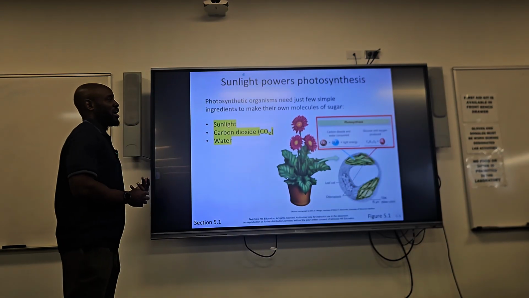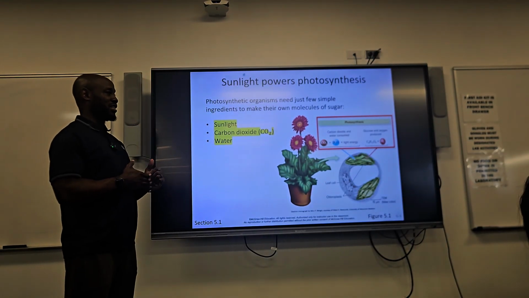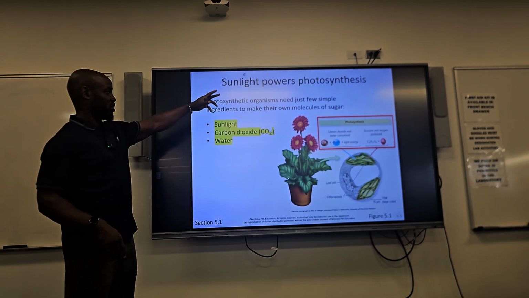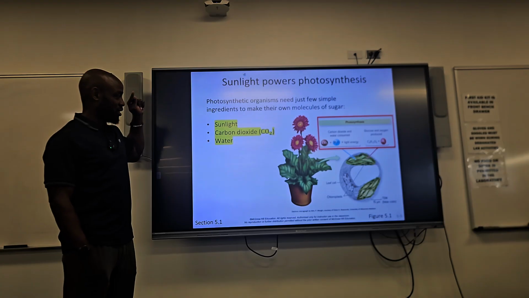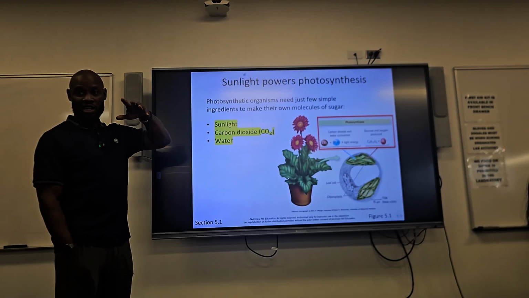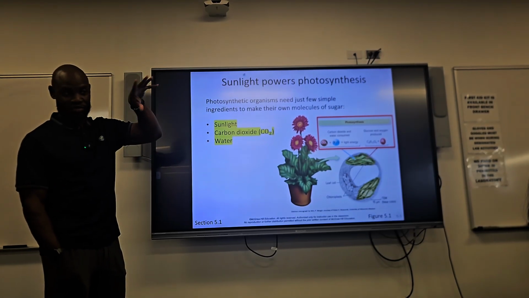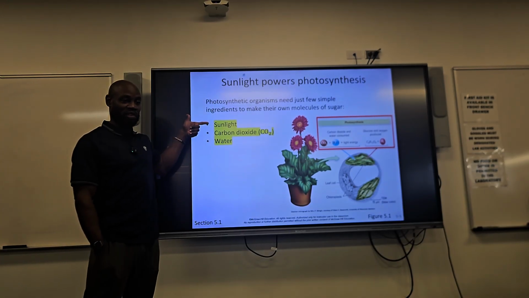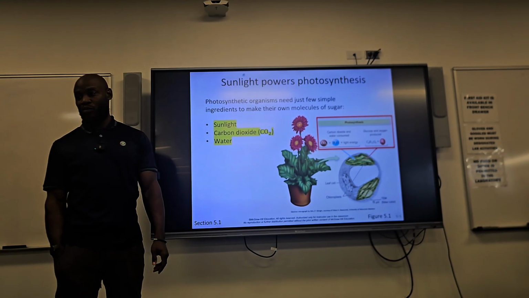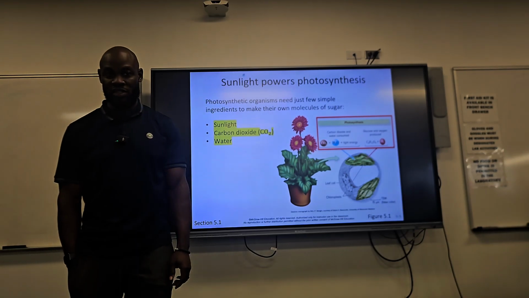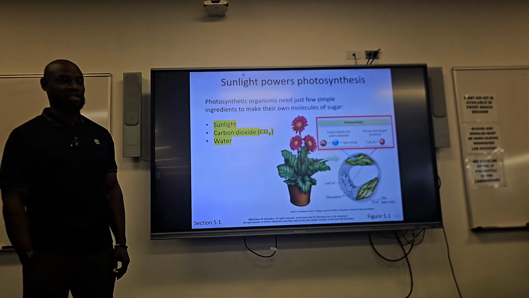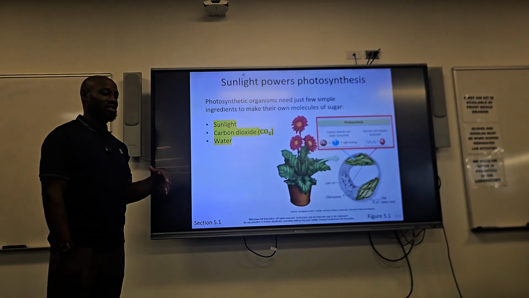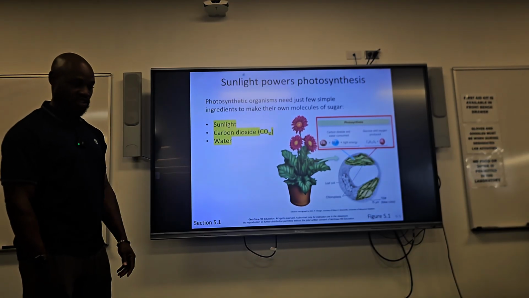All right, so sunlight powers photosynthesis. The sun is shining, it powers photosynthesis. Photosynthetic organisms just need a few simple ingredients: sunlight, carbon dioxide, which every person in here is breathing out, and water. This is why we keep our plants in light, and we put water in our plants every so often. These are necessary for photosynthesis, so necessary for the plants to be able to convert light into energy that they can use.